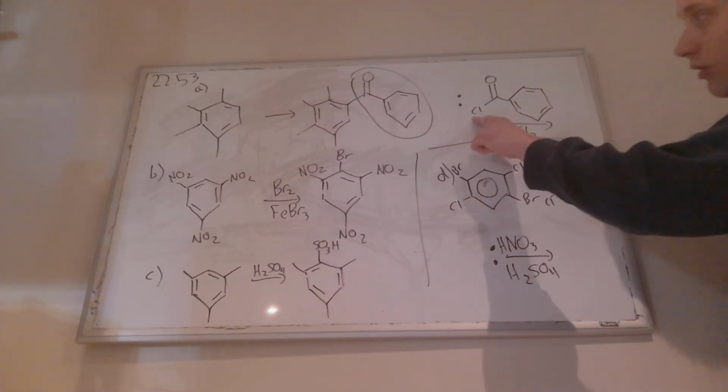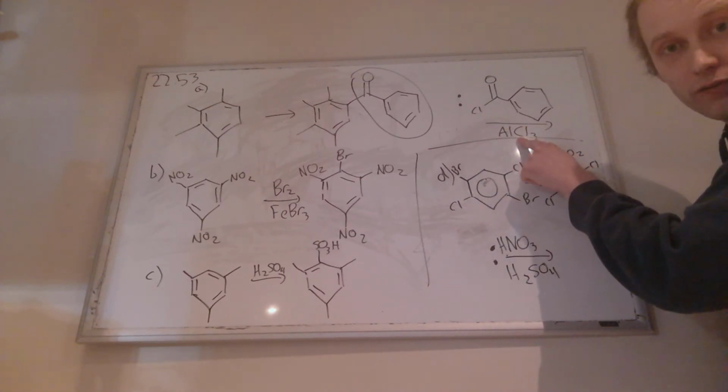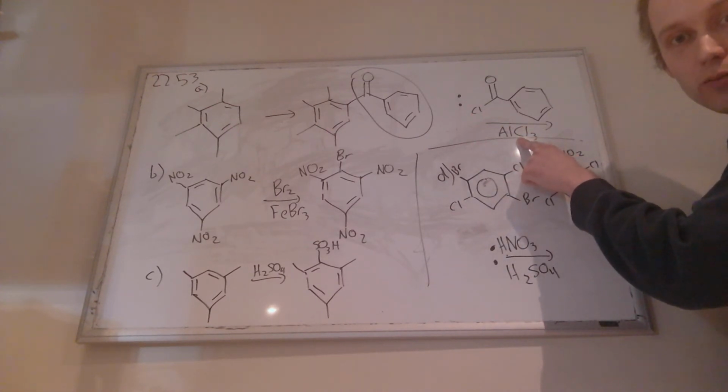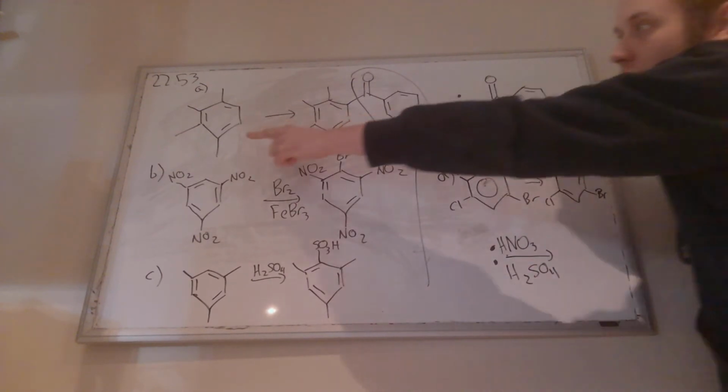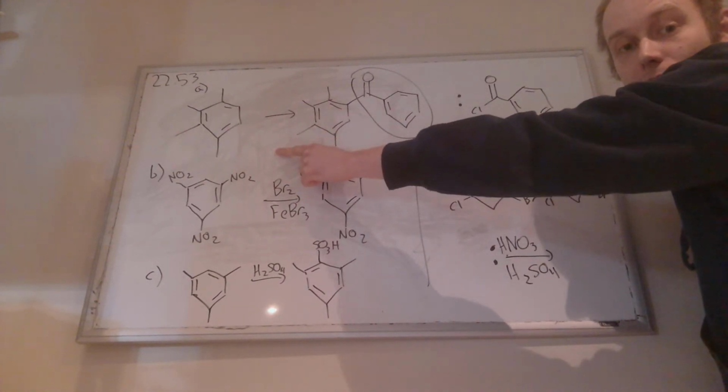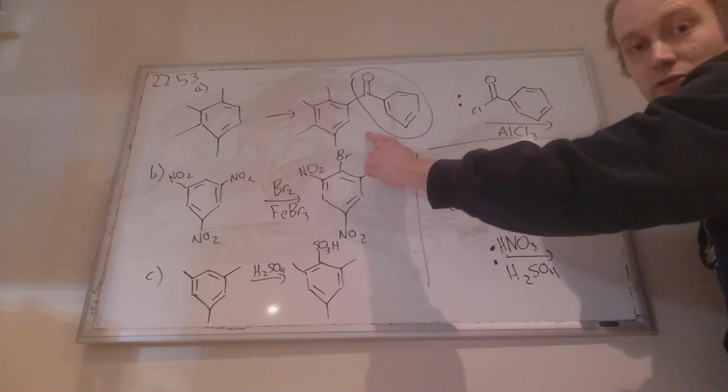When we use that chlorine at that location, we need some sort of catalyst to activate it. So aluminum trichloride is the standard catalyst for that reaction. So this would be a straight example of a Friedel-Crafts acylation in this reaction.